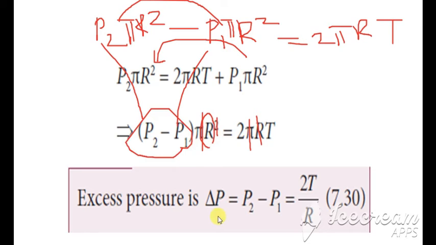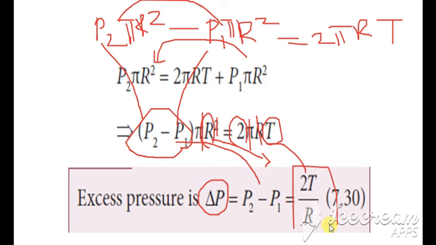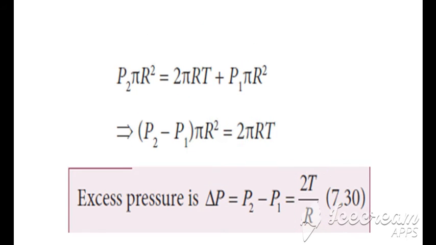So what is this P2 minus P1? That is nothing but the del P, that is the change in the pressure. That is the excess pressure. So excess pressure del P, which is equal to P2 minus P1, which is equal to 2T as it is, then r we are bringing down, so it is 2T divided by r. So this is the case of an air bubble.